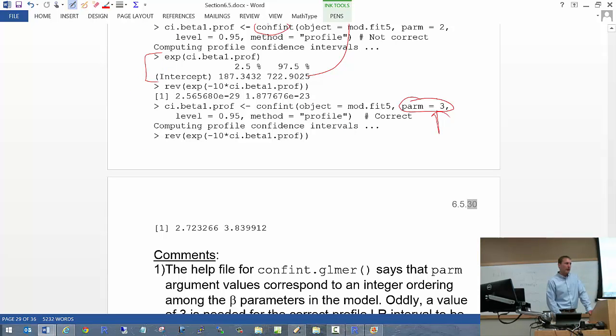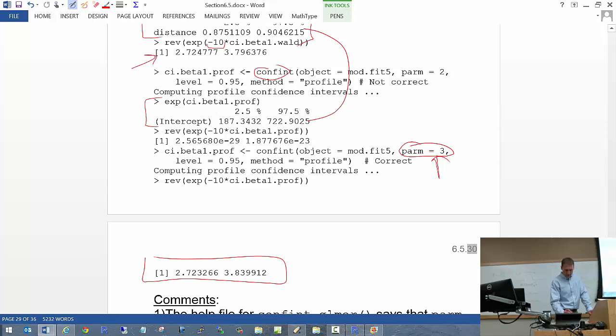So I played around with it, and I did parm equal 3. Now notice what I get from my confidence interval. Very similar to what we had with the Wald, which is what I would expect because I have a large sample size. So you've got to be careful using this.